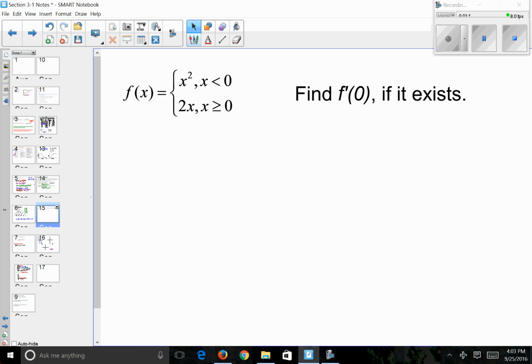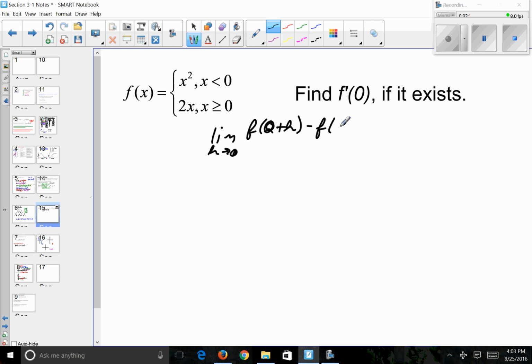So we can always start with our difference quotient: the limit as h approaches 0, the two-sided limit as h approaches 0, of f of 0 plus h minus f of 0, all over h. Now in this case, we actually can say what f of 0 is, because f of 0 is going to be 2 times 0, which is 0. And that's not going to change whether we approach from the left or the right, because when we're looking at f of 0, x equals 0. We're not approaching it.